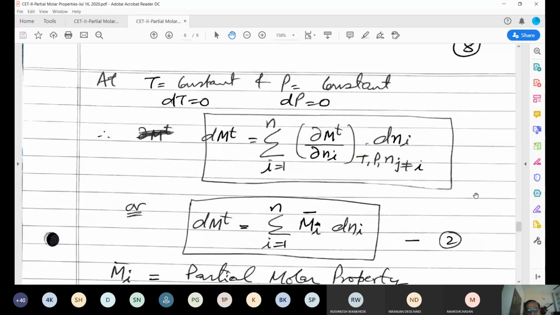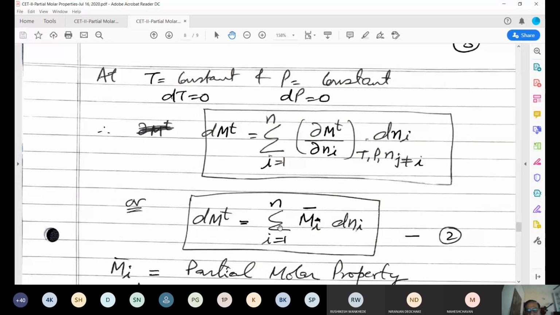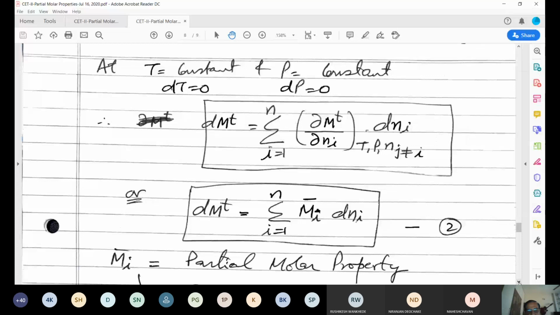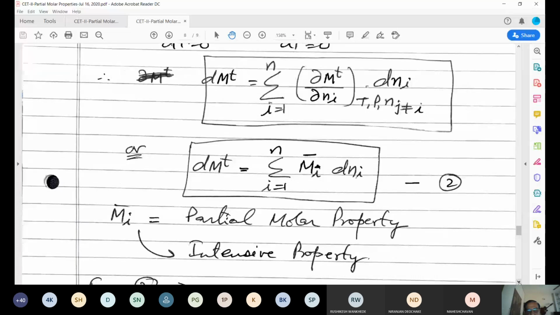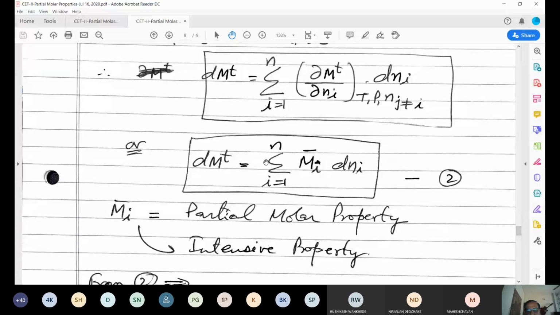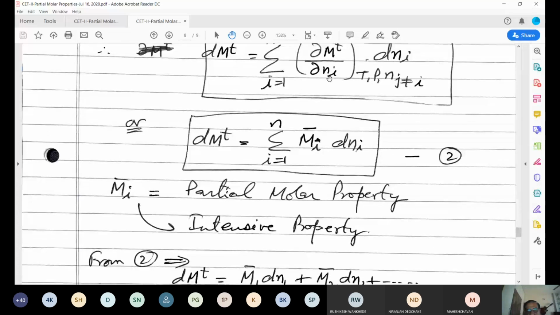Or we can write this as dM^t is equal to summation of M_i bar, which is nothing but the partial molar property, dM^t by dN_i, into dN_i, summation i equal to 1 to n. Now, M^t is an extensive property, but this one is a partial molar property. It is an intensive property because we are talking about per mole, right? dM^t by dN_i.